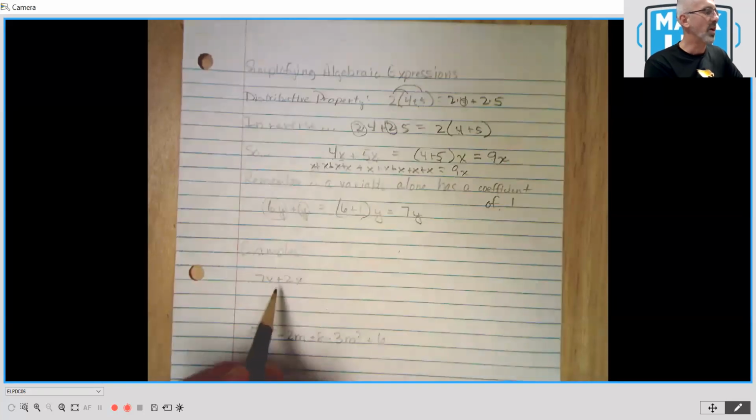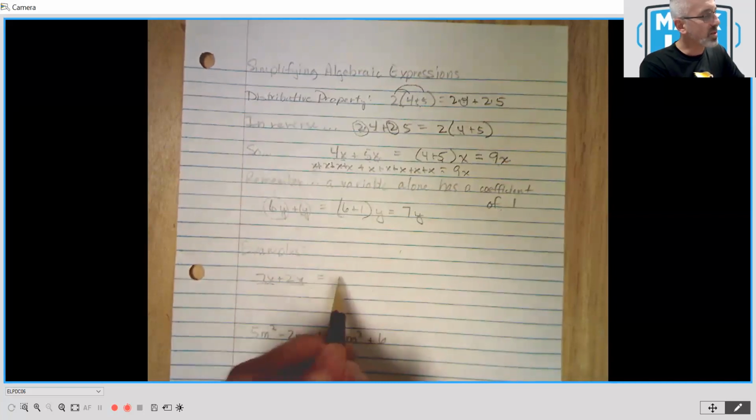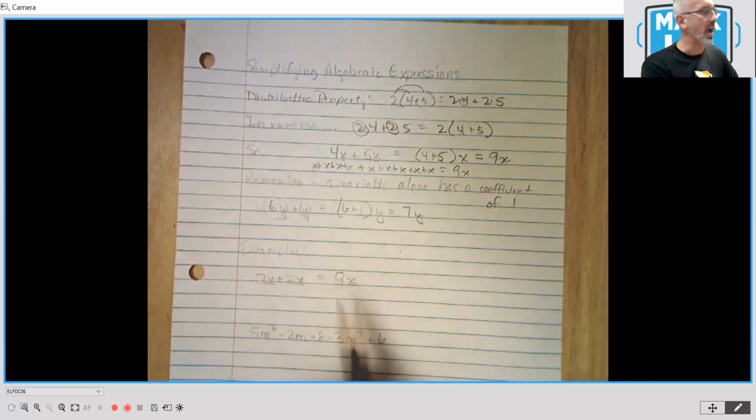If we look at this, 7x plus 2x, they're both in terms of x, both have the x variable. So we can simply add the coefficients. 7 plus 2 is 9, and we still keep the x.